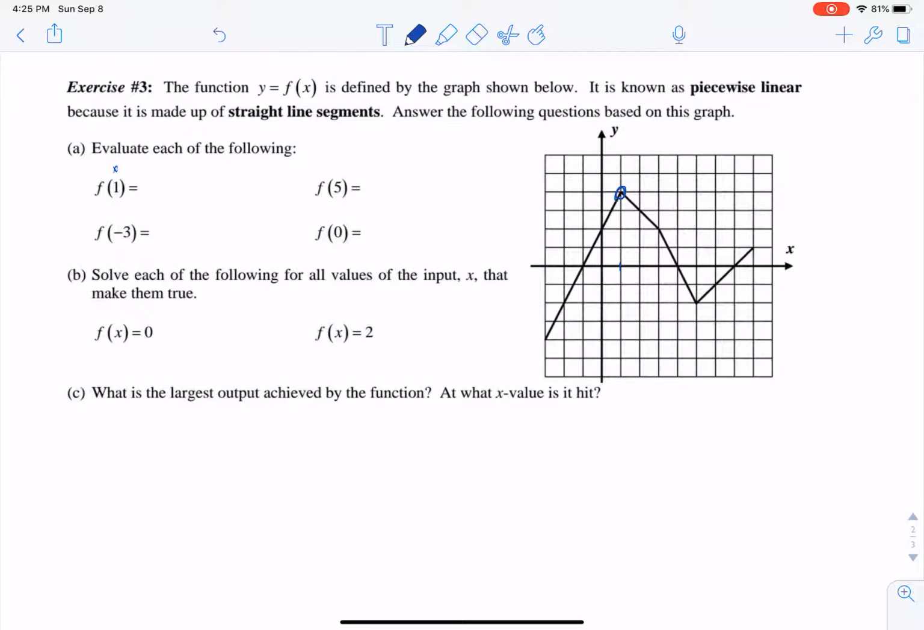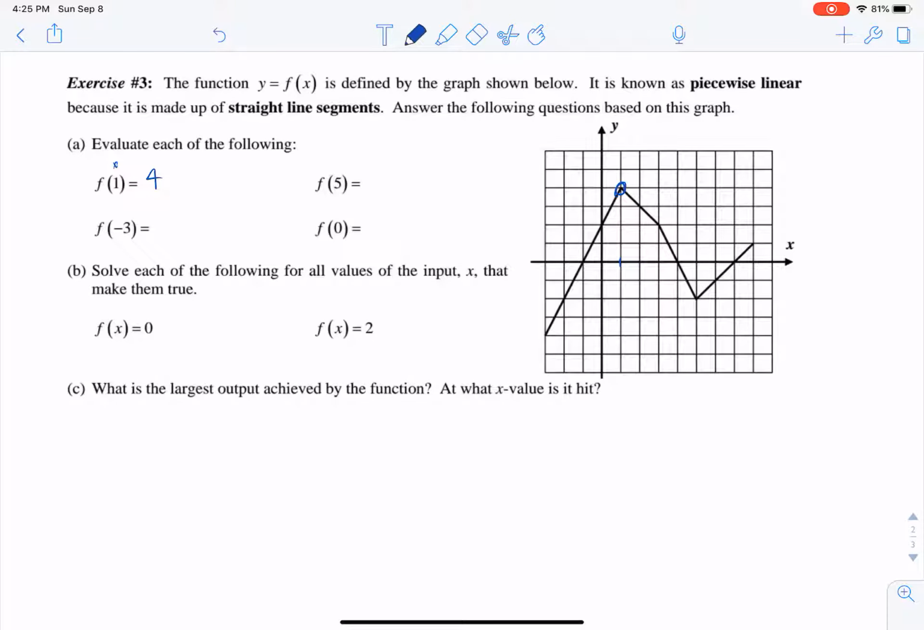So 1, 2, 3, 4. F of 1 is equal to 4. F of 5, 1, 2, 3, 4, 5 is down here at negative 2. F of negative 3, 1, 2, 3 is down here at negative 4. And f of 0 is asking for this y-intercept right here, which is at 2.